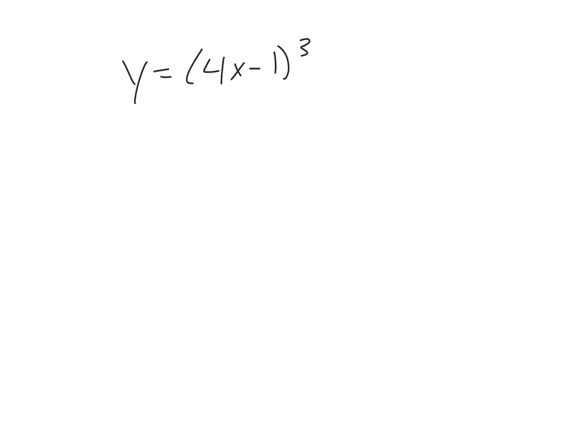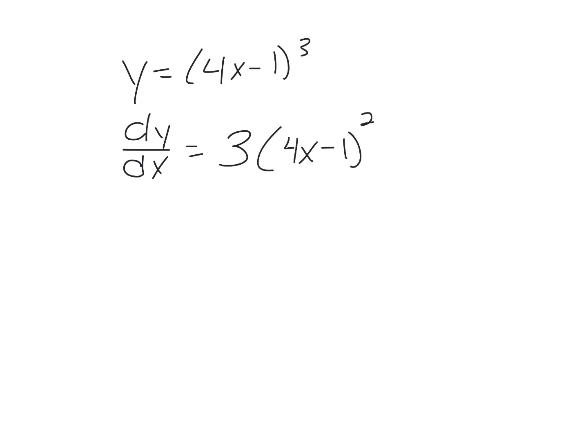First example, we have y equals quantity 4x minus 1 to the third. In order to find the derivative of this, we are going to bring the exponent up front. Keep what's inside the same. Subtract 1 from the power, and now multiply by the derivative of the inside. So the derivative of 4x minus 1 is 4.